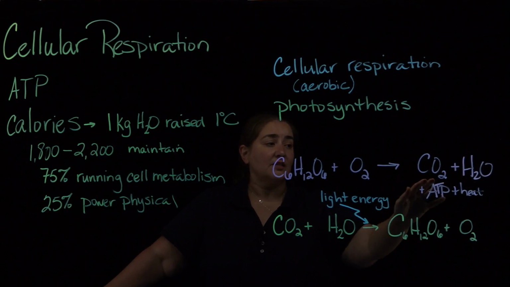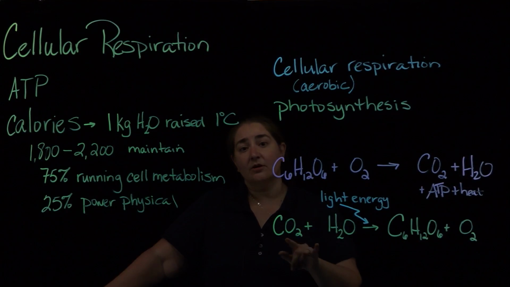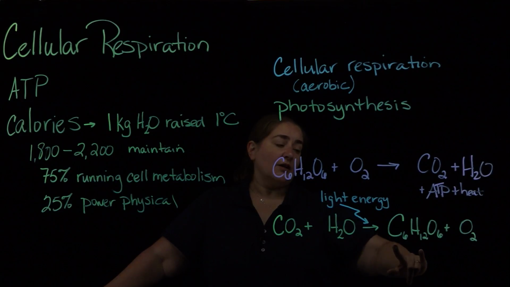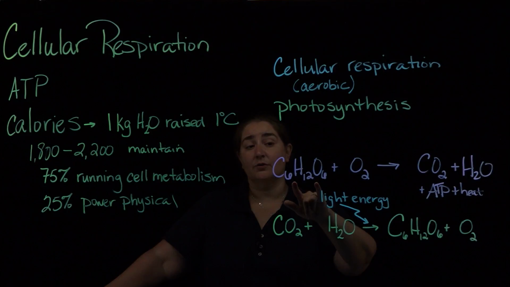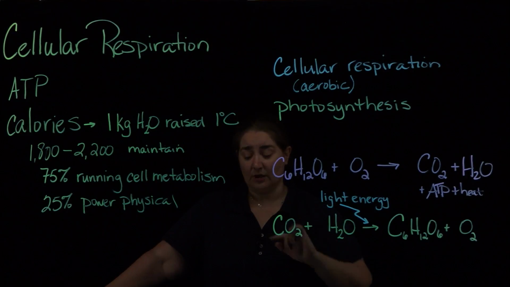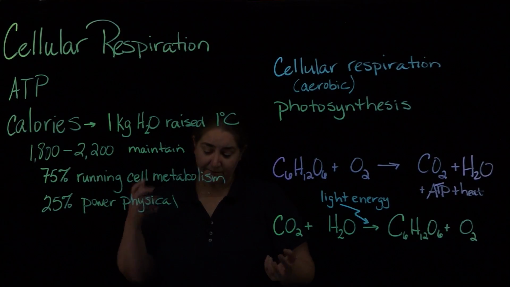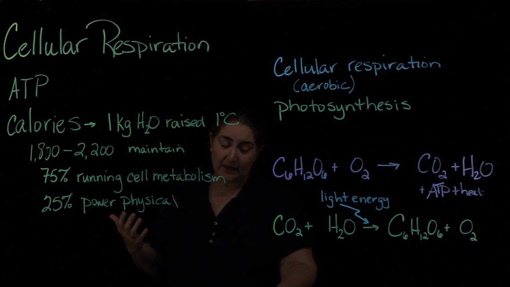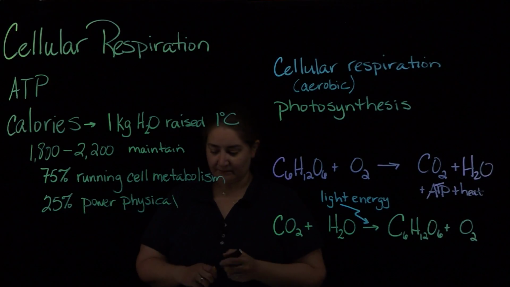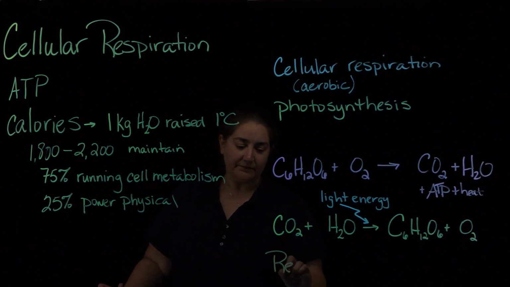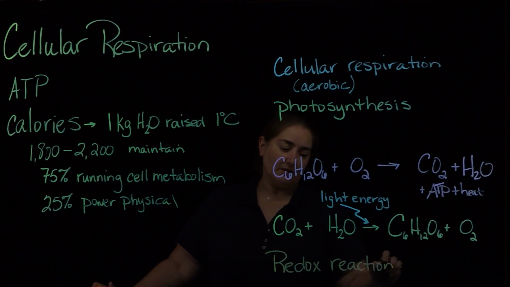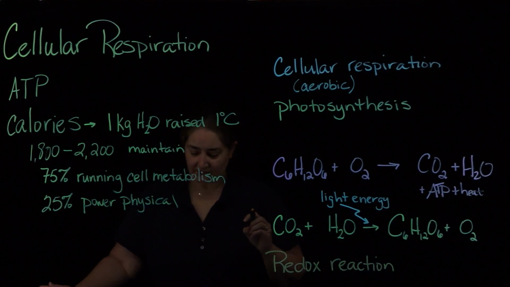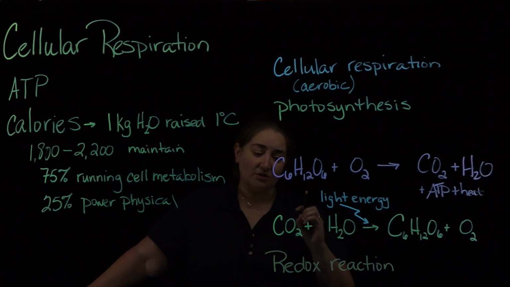Your products over here with cellular respiration, carbon dioxide and water, are your reactants in photosynthesis. You've got carbon dioxide and water. Products in photosynthesis are sugar and oxygen. Reactants in cellular respiration are sugar and oxygen. Okay, so they're kind of complementary, and what we have with either one of these reactions is something known as a redox reaction. Okay, and that redox stands for oxidation reduction.